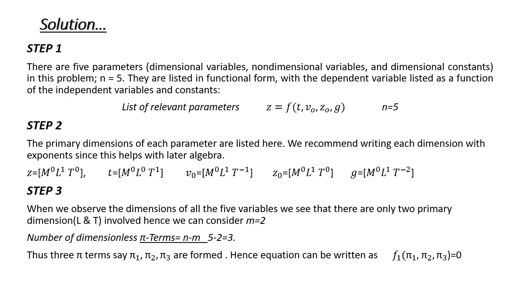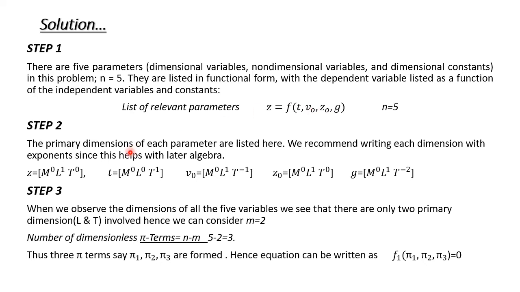Step 1: there are 5 parameters, including dimensional variables, non-dimensional variables, and dimensional constants, in this problem. So n is equal to 5. z depends on time, initial velocity, initial height, and g. So the total number of parameters is 1, 2, 3, 4, 5, so n is equal to 5. Here z is the dependent variable and all these 4 are independent variables.